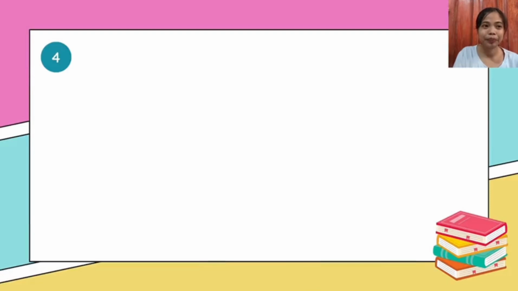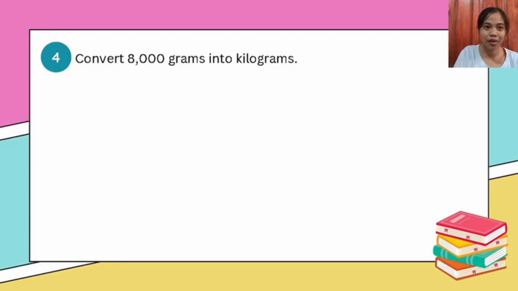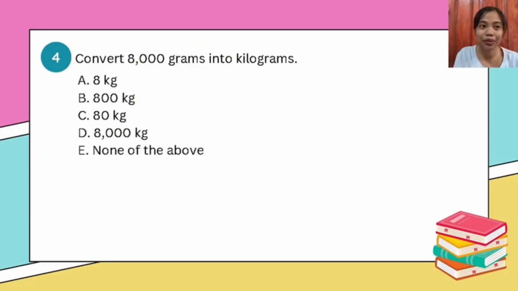Number 4. Convert 8,000 grams into kilograms. So when you say convert, we should know how many grams are there in kilograms. Or if you don't know which is bigger, you can say how many kilograms are there in grams, but actually we know kilograms is much bigger. But here are the choices. 8 kilograms, 800 kilograms, 80 kilograms, 8,000 kilograms, none of the above.